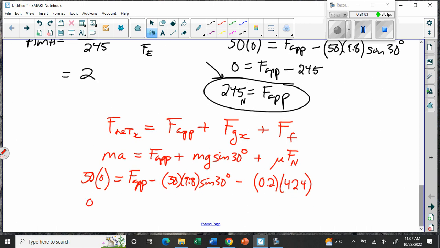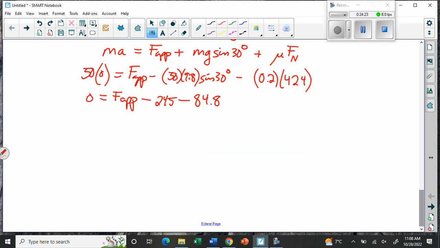So now we have 0, we have F applied, we have minus. Now we've already calculated all of this right here. It was 245, so we know that's 245. But now we have this, 0.2 times 424, which comes out to 84.8. So now, when we move those numbers to the other side, we can, first of all, put them together because they're both minuses, and then move them to the other side, right? I'll do it in 2 steps so we don't get confused. First, that becomes 329.8, then 329.8 equals the F applied.